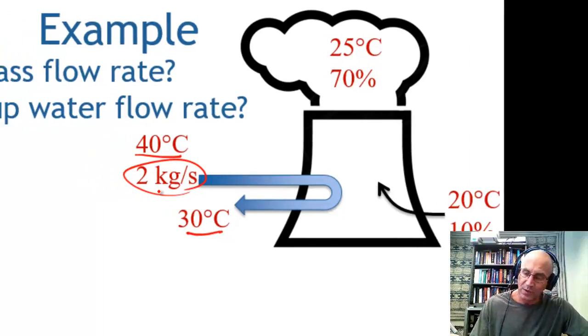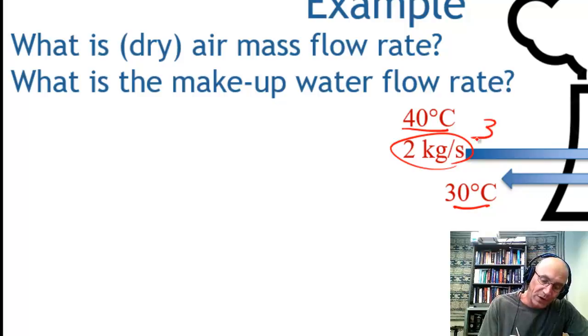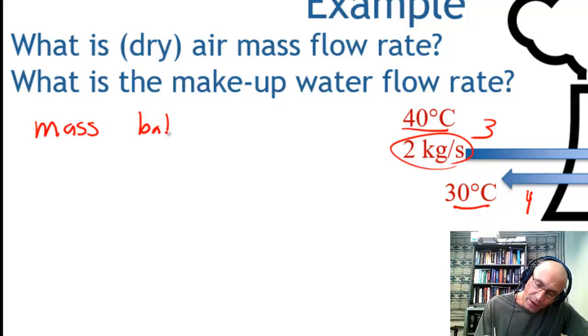And the two questions we want to answer are, what's the air mass flow rate, so how fast do those fans need to be running? And we also need to know what the makeup water flow rate is, because remember, this one over here is stream 3 and this is stream 4, and those are not the same. Since water is getting sprayed down, some of it's going to get lost. So if we go ahead and look at our mass balance, let's write our mass balance for the water.